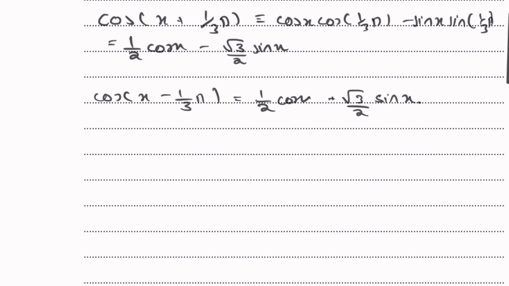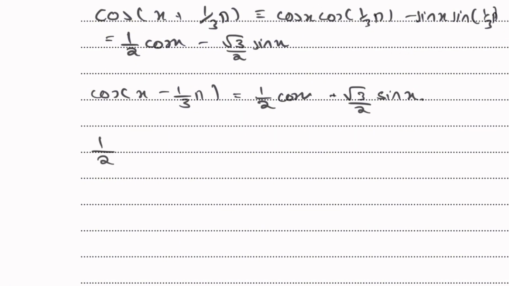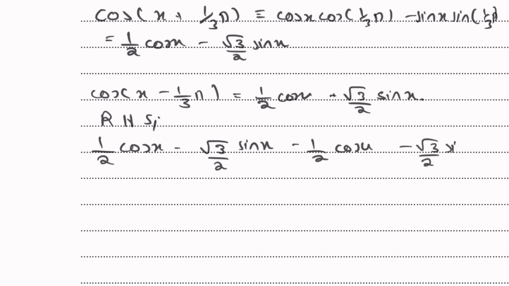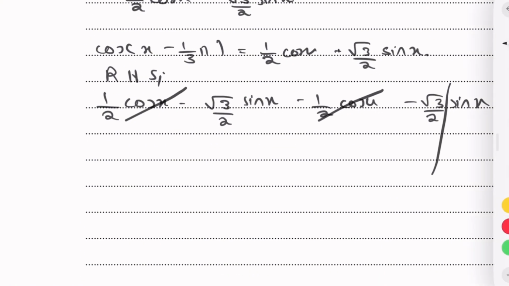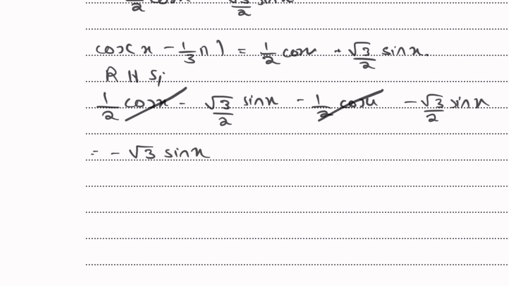Now if you subtract the second from the first, cosine of (x + 1/3 pi) minus cosine of (x - 1/3 pi), that's the right-hand side: 1/2 cosine x minus root 3 over 2 sine x, and then minus 1/2 cosine x, and then minus root 3 over 2 sine x. And so the cosines cancel and you get negative root 3 sine x. That's the right-hand side.